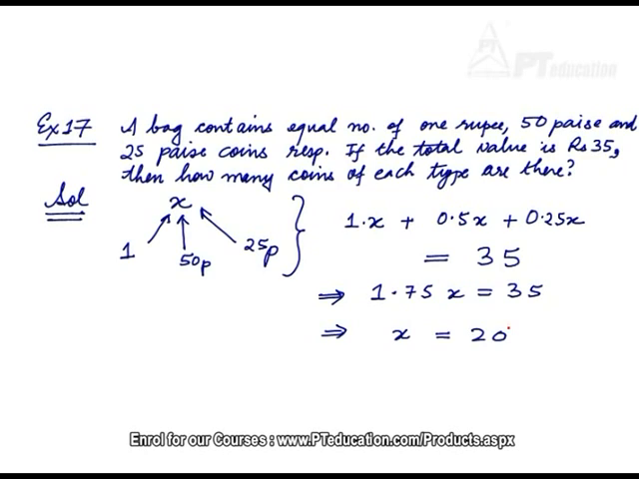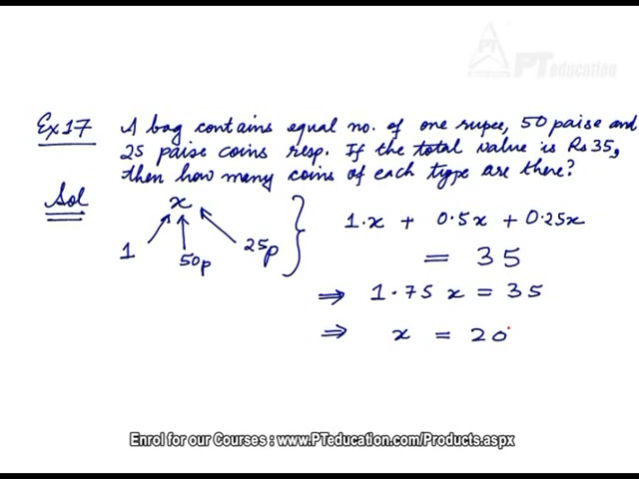Let us say that the total number of coins of each type is X. Now, if X is the number of coins of each variety, then we are given that the number of coins of 1 rupee value is X, 50 paise value is also X, and the number of coins of 25 paise value is also X. So if you add up the value, then 1 into X plus 0.5 into X, 0.5 because 50 paise is 0.5 rupees, we are making the equation in rupees, plus 0.25X should be the total value, but the total value is given to us as 35 rupees.